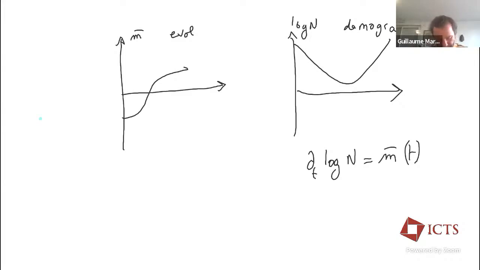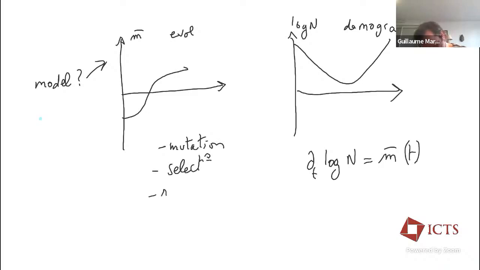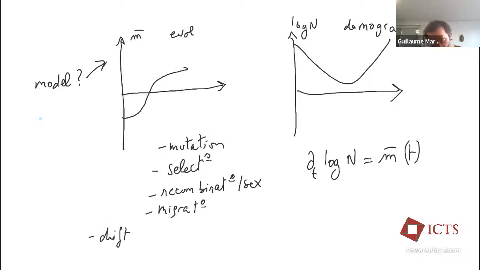So now the question is how we model this. So this is about changes in mean fitness. So all the evolutionary forces may affect the system. So you have mutation, you have selection, you have recombination, sex, because there is also segregation, you have migration, and you have drift. I will consider isolated populations. So migration, I don't consider it.